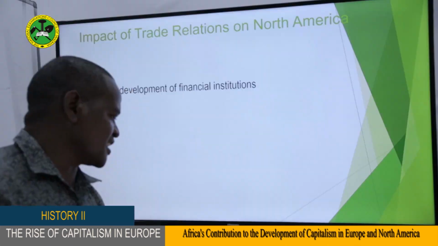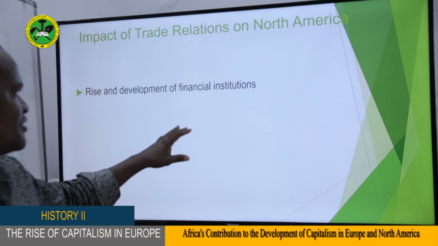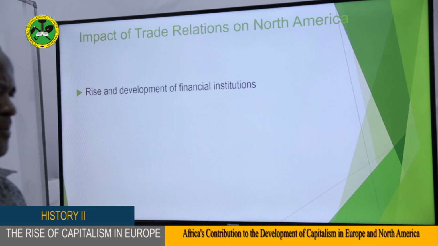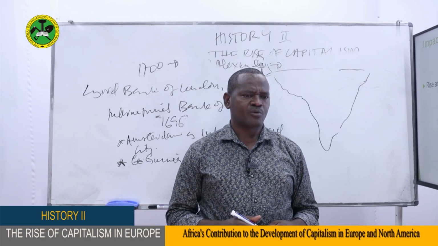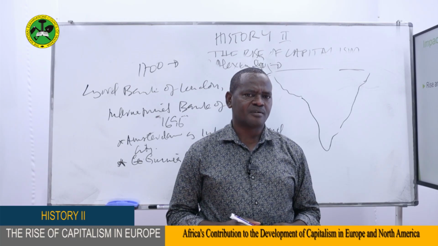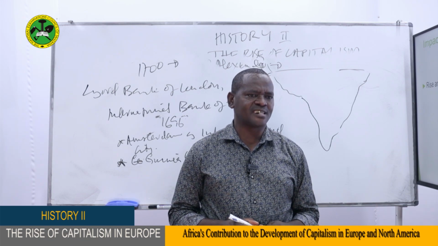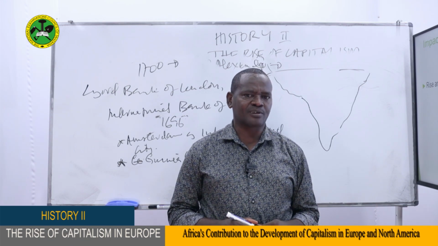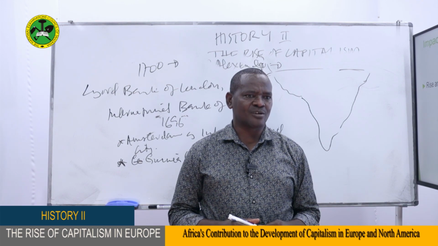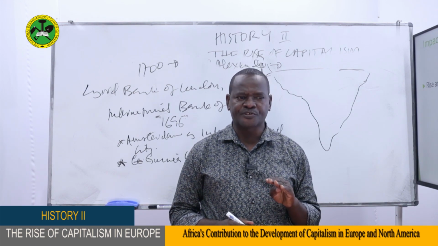Another thing is the rise and development of financial institutions. Just like what we saw in Europe, financial institutions were developed. Remember, at that time gold and silver were regarded as medium of exchange, and a lot of people were producing gold. Gold was produced in different mines in the United States. Particularly in California, for instance, there was what is called the gold rush.